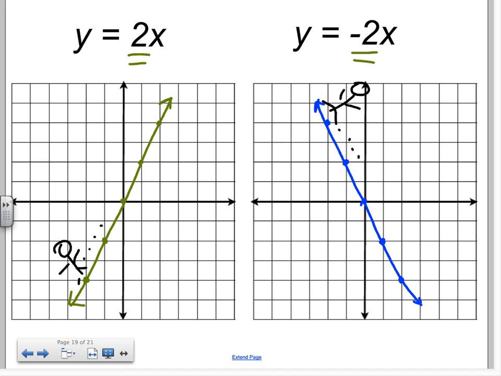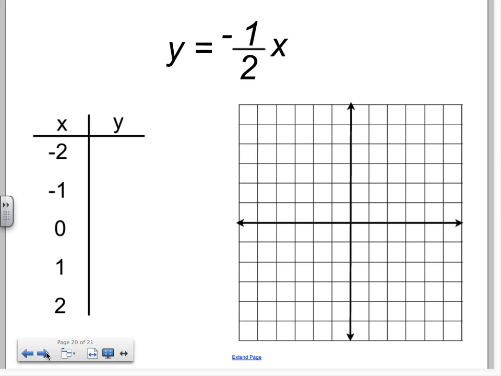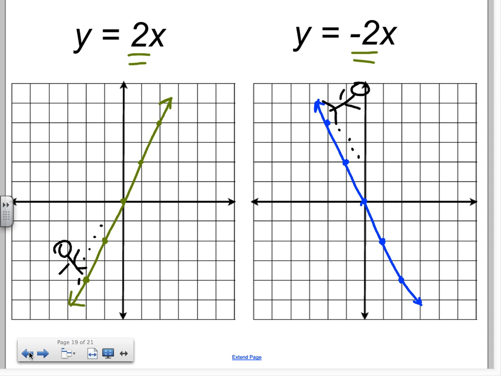So before you even start your tables, you should know what type of graph you're graphing. If they're positive, it should be going up left to right. If it's negative, it should be going down left to right. So now let's look at this one. Oh, one more thing, before I forgot to mention this.